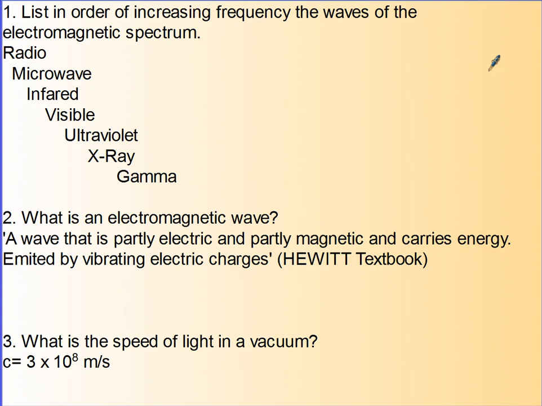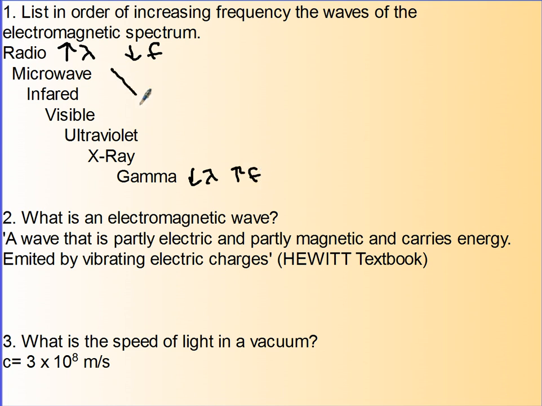Now, list in order of increasing frequency the waves through the EM spectrum. Well, I have them here. Radio, microwave, infrared, visible, UV, X-ray, and gamma. Remember, radios have very long wavelengths, very small frequencies, while gamma rays have very short wavelengths, but very large frequencies.